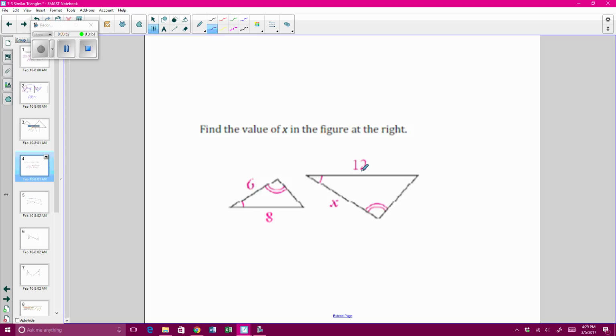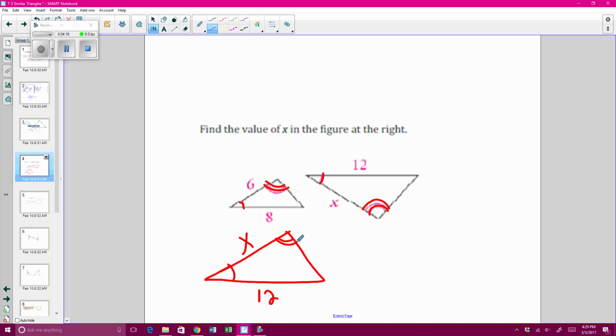So it says, find the value of x in the figure on the right. Well, the reason we know we can even do this problem is because these 2 triangles are forced to be similar by angle, angle similarity. If you want me to take this one on the right and rotate it, it would look just like this, where 12 is now at the bottom, x is up here, you had this little arc here, you had 2 arcs here, and we're looking for x.